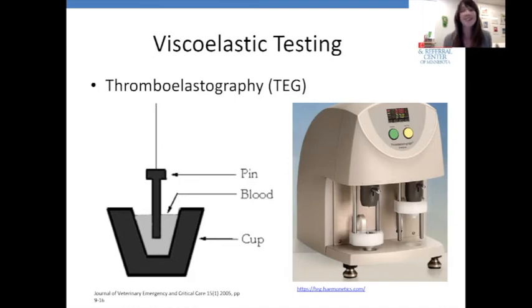And essentially how this machine works, it's a tabletop machine that has this pin, and you put a whole blood sample into this cup, and then the pin moves, and the torque created on the pin gives you the graph that we saw earlier. And then you also get a printout of specific times, like how long it takes the clot to form, how strong the clot is, and then how long it takes the clot to break down, that sort of thing.